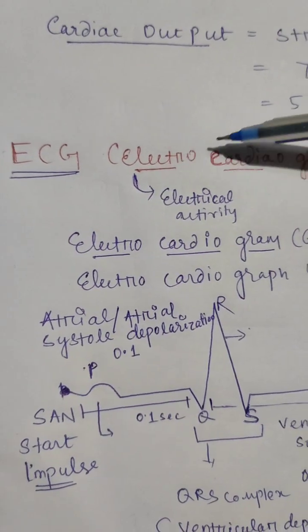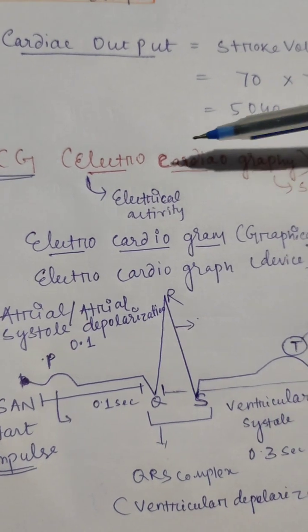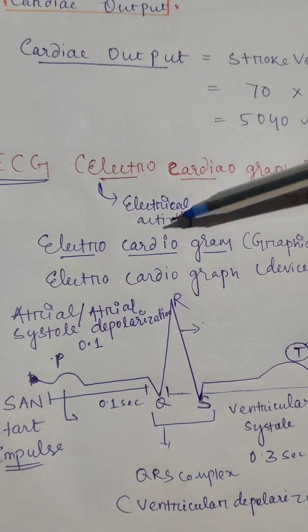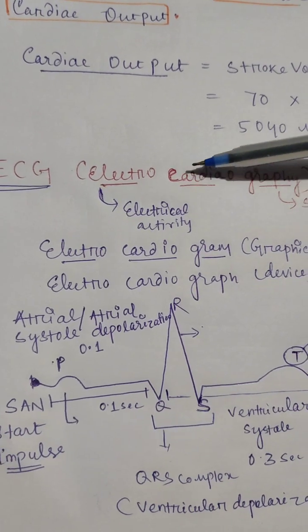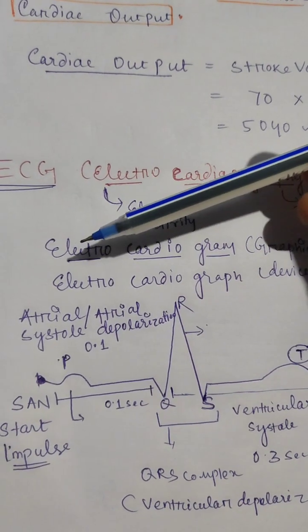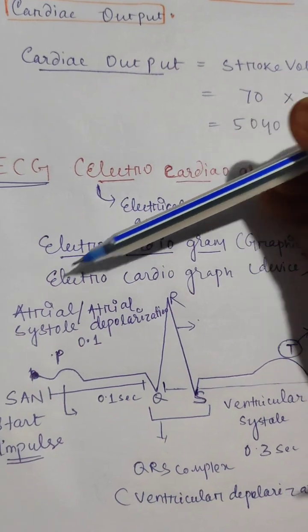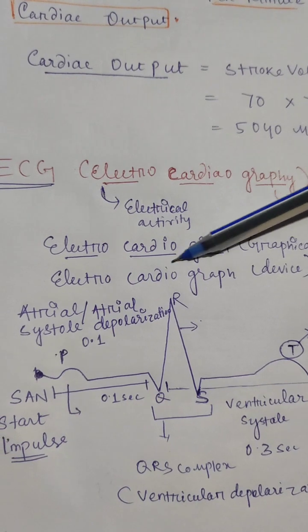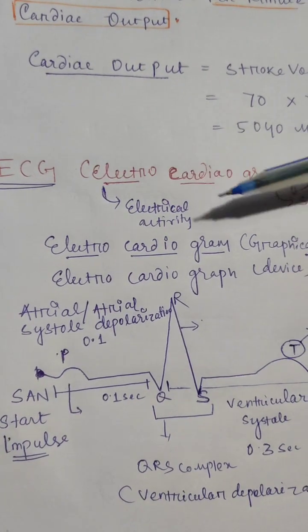This is called electrocardiography. What does the "graphy" mean? Study. Study about the electrical activity of the cardio, meaning heart. First we will know the two terms. Electrocardiogram is the graphical representation of electrocardiography.